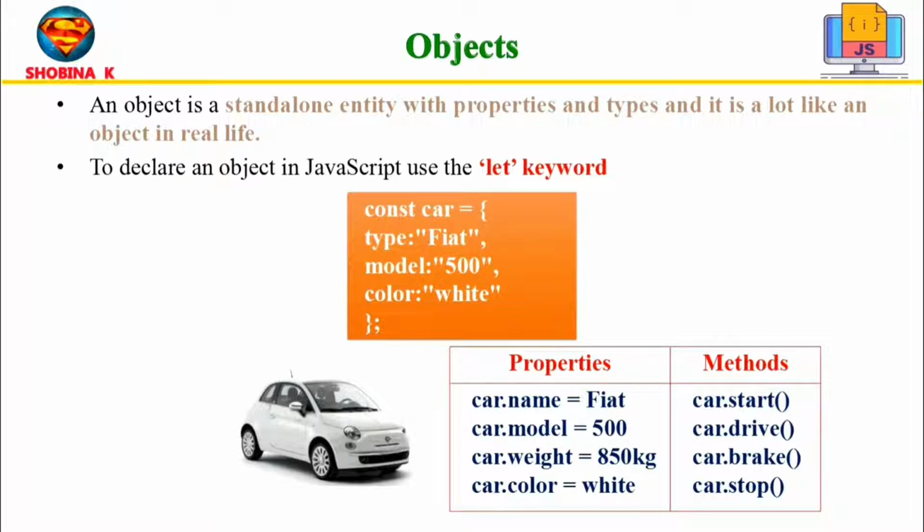JavaScript is an object-based language. Everything is an object in JavaScript. JavaScript is template-based, not class-based. So here we don't create a class to get an object. Instead, we directly create an object.